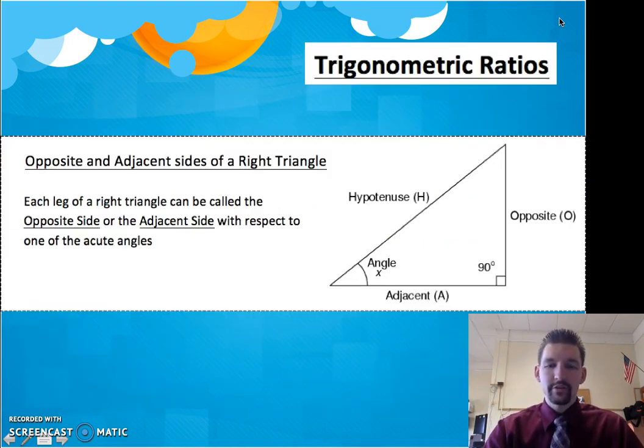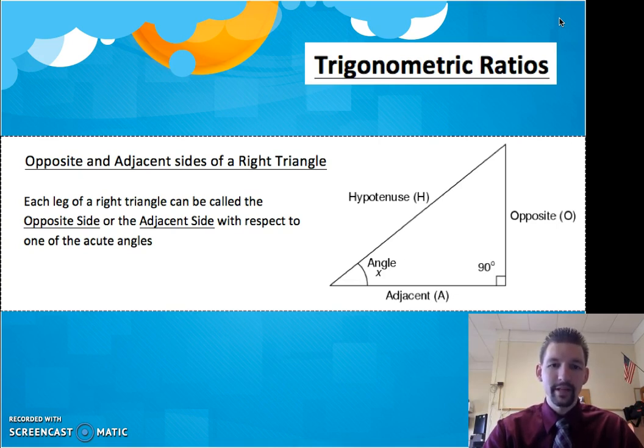So trigonometric ratios have to do with right triangles for now. You will be able to use them in other triangles, but we're starting with just right triangles. So for this unit, it's all right triangle trig. The first thing you need to know is the opposite, adjacent, and hypotenuse of a right triangle. The hypotenuse is pretty straightforward. You've done that before. It's the longest side. It's across from the right angle. So if you turn this into an arrow, it will point at the hypotenuse.